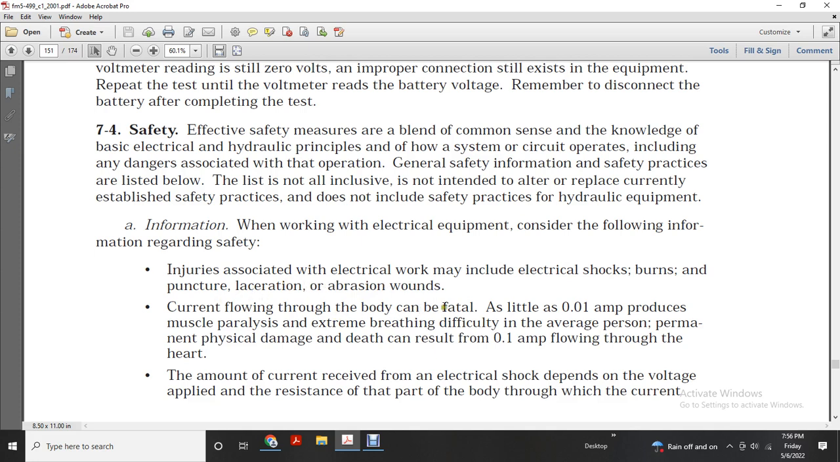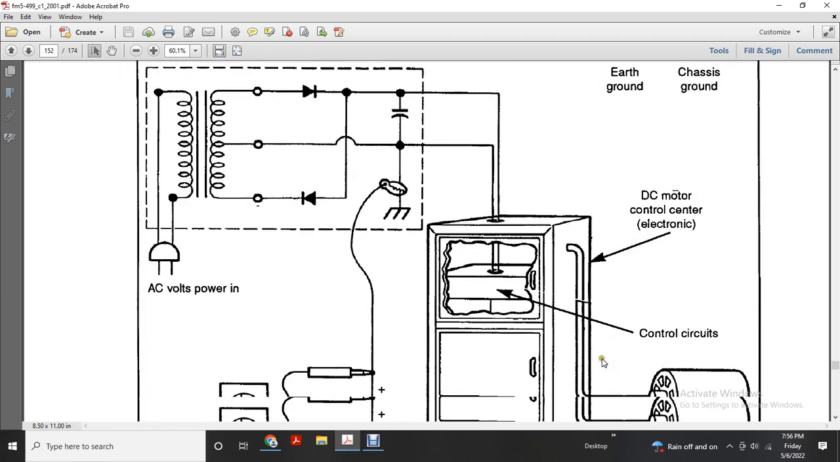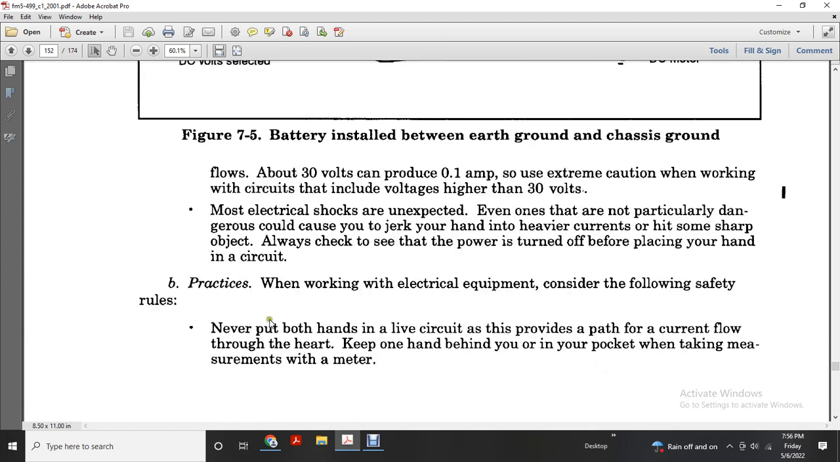Current flowing through the body can be fatal, as little as 1/10 of an amp. It produces paralysis and extreme breathing difficulty, and in the average person, permanent physical damage. Death can result from 1/10 of an amp flowing through the heart. The amount of current received from an electrical shock depends on the voltage applied and the resistance of the part of the body through which current flows. About 30 volts can produce 1/10 of an amp. So use extreme caution when working with circuits that include voltages higher than 30 volts.